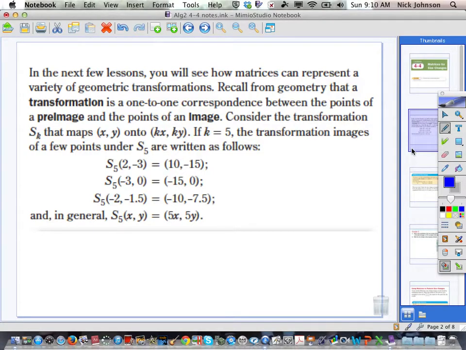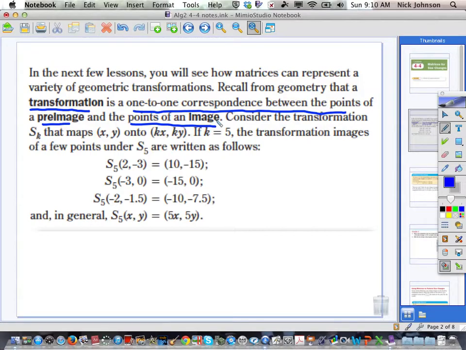Okay? So, in the next few lessons, we're going to see how matrices can represent a variety of geometric transformations. Recall from geometry that a transformation is a one-to-one correspondence between the points of a pre-image and points of an image. Okay? So you start with a set of points, you do a reflection, a transformation on something, then you get an image. Okay?